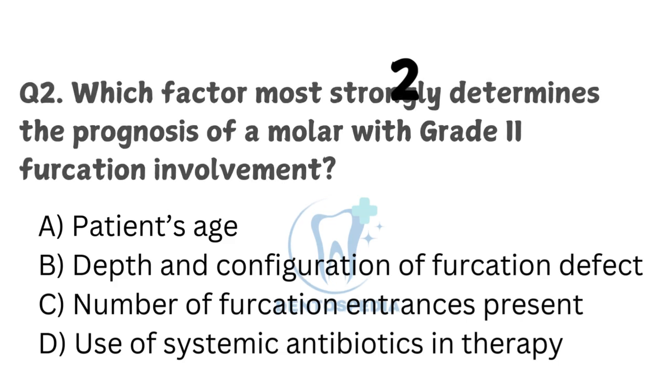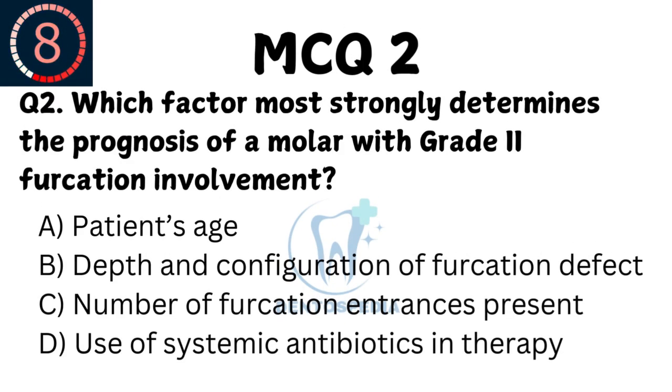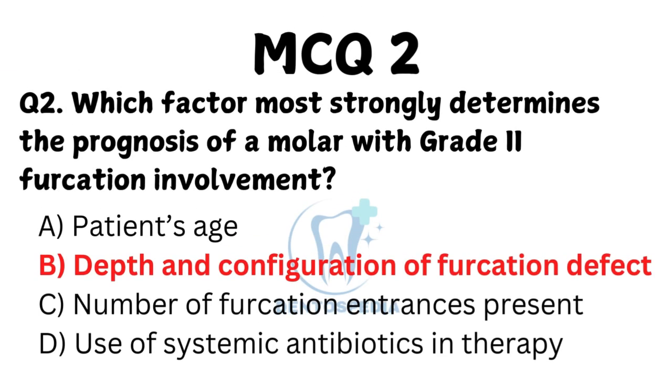Take a moment to think. The correct answer is B. The depth and configuration of the furcation defect. Why? Prognosis in furcation involvement is mainly influenced by the anatomy, the horizontal depth, vertical component, root divergence, and how accessible the defect is for cleaning. These factors determine whether long-term stability is possible.